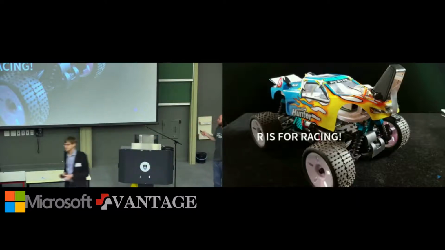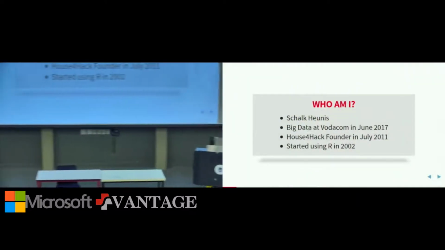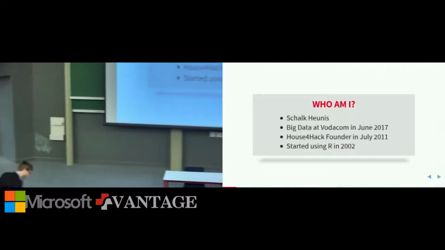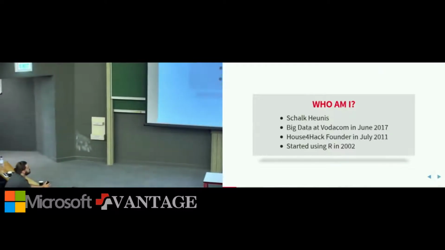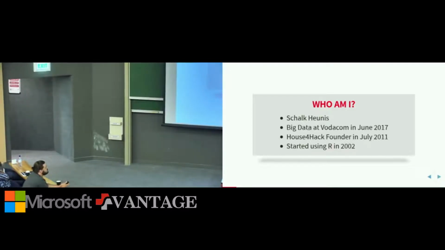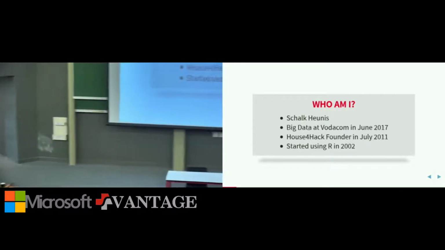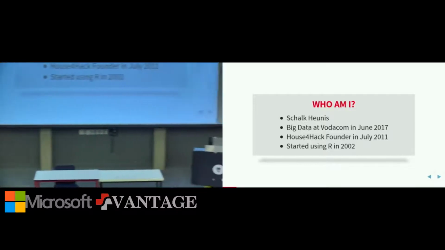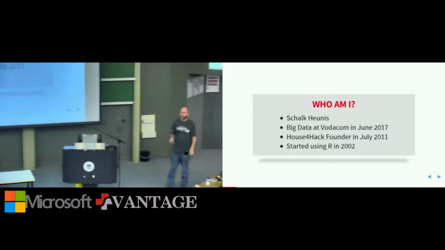Yeah, so R is for racing. Just very quickly, I'm a big data scientist at Vodacom and founder of HouseVac. So what is HouseVac? It's a makerspace, the longest running makerspace in South Africa. I started using R in 2002. So what does that mean? It means some sort of gray, and I know I'll apply.